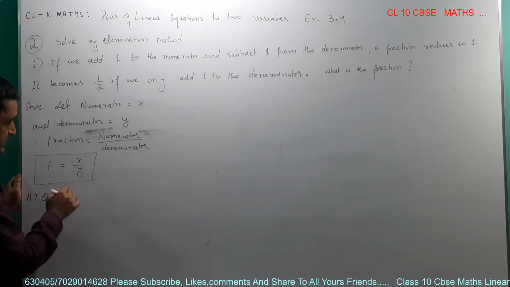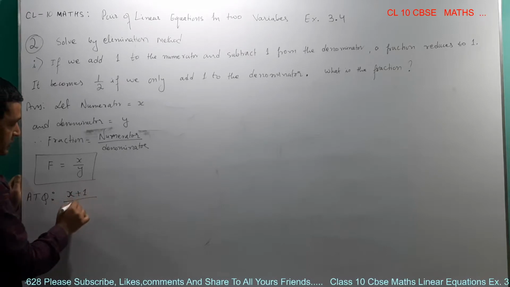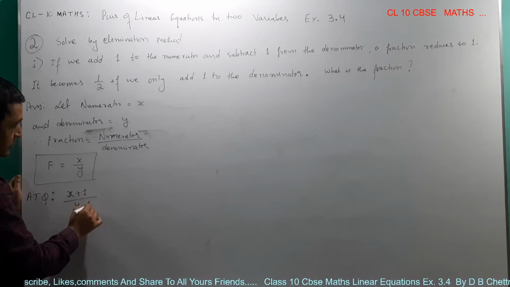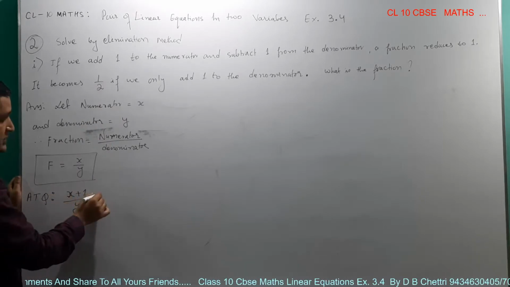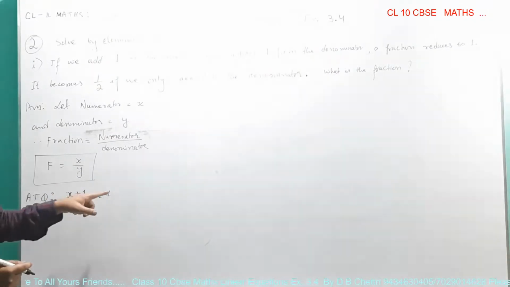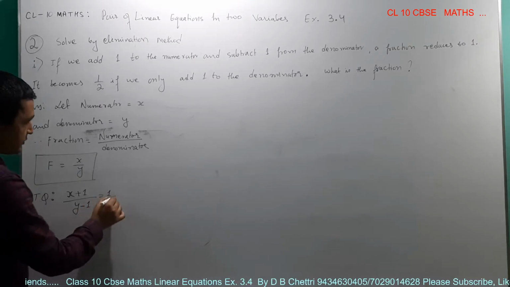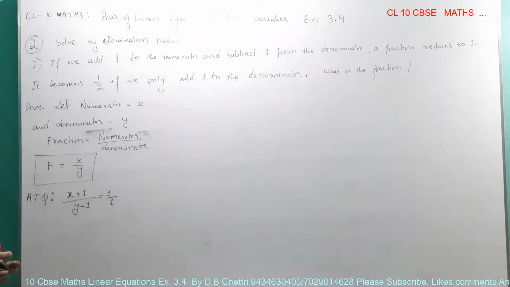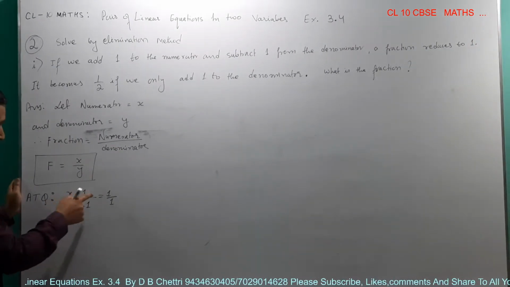Our numerator is x, and the question asks to add 1 to the numerator, that means plus 1. Our denominator is y, and the question asks to subtract 1 from the denominator. The fraction reduces to 1, that means the fraction changes to 1. You can write 1 as the denominator of any number. Now let's do the cross multiplication.